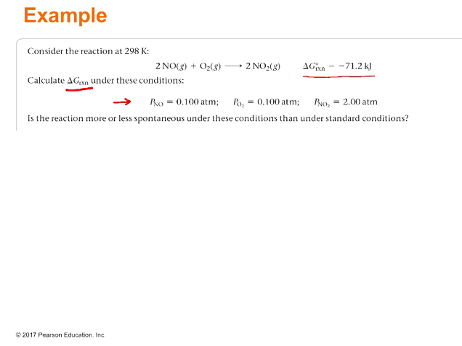So we're given the partial pressures of each of the gases. So the partial pressure of nitrogen monoxide is 0.1 atmospheres. The partial pressure of oxygen is also 0.1. And then the partial pressure of nitrogen dioxide is 2 atmospheres. And then we're asked, is the reaction more or less spontaneous under these conditions than under standard conditions? So I think the first thing we need to do is write out our equation for delta G under non-standard conditions.